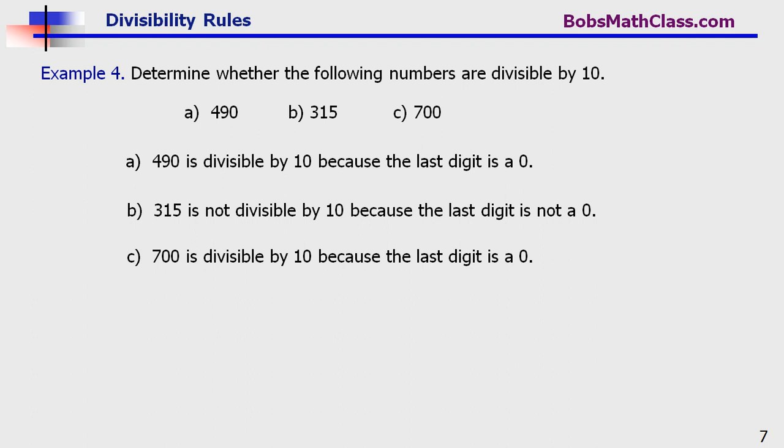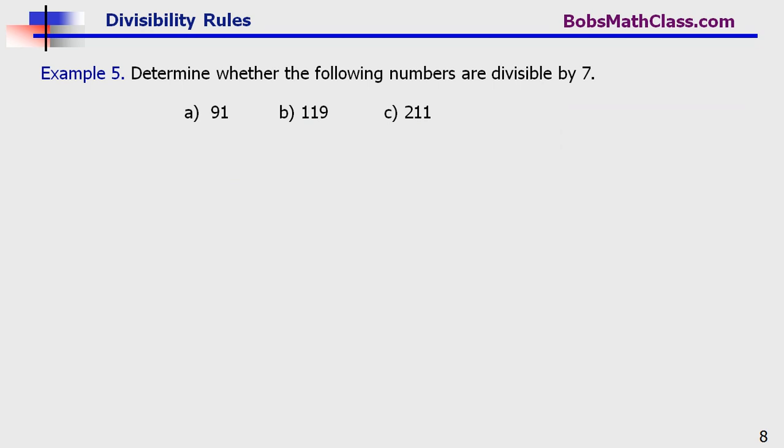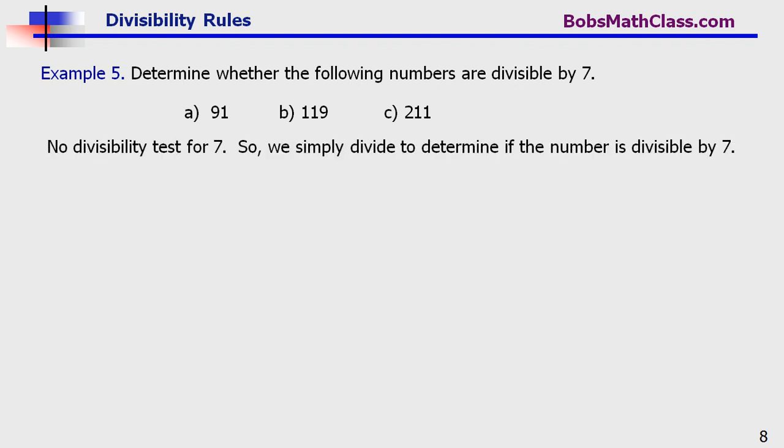Okay, let's do another example. Determine whether the following numbers are divisible by 7. Well, there was no test, right? At least I didn't give you a test. So if there's no test, we simply need to divide. So we're just going to divide all those numbers by 7.